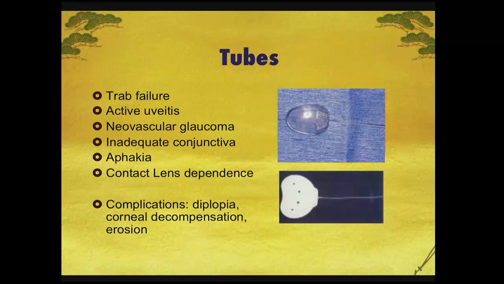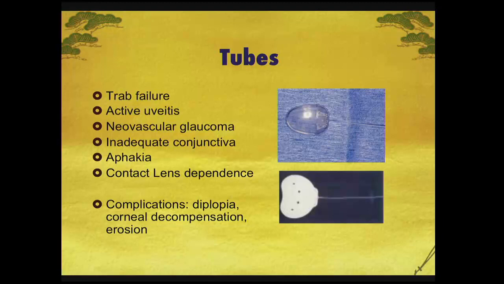So just a few words about tube shunts. These are indicated when a trabeculectomy has failed, if there's active uveitis or neovascularization, or if there isn't a lot of conjunctiva near the limbus, tubes can be used. Aphakia, probably mostly because a lot of aphakic eyes have conjunctival damage already. And then somebody who really has to wear a contact lens after surgery.